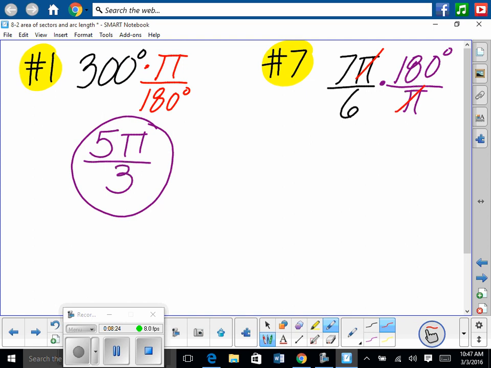So isn't pi divided by pi 1? Yes? Right? Okay? And now I'm just going to multiply straight across. So I'm going to go 7 times 180, and that's 1,260 divided by 6. You get what? 210 degrees. Good. So 210 degrees is 7 pi over 6. But that's just the degree measure. Questions on how to do that? Okay.